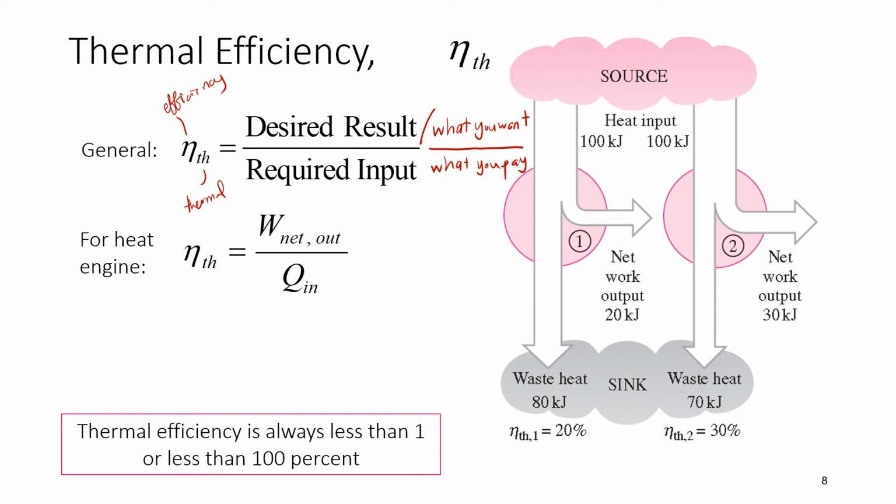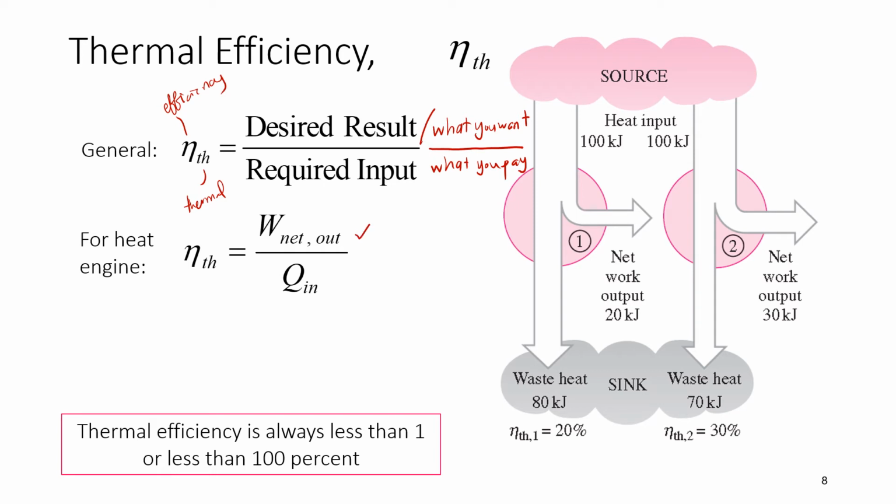Alright, that's a general equation for efficiency: what you want from the system, or what you're getting from the system, divided by what you have to pay to get it. So for a heat engine, what do we want? Of course, you want work output. So we put that at the top, work output. That's the whole point of having a heat engine.